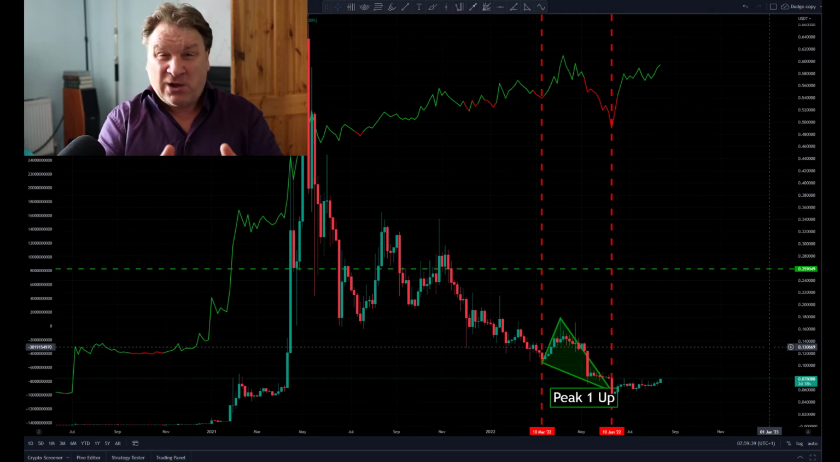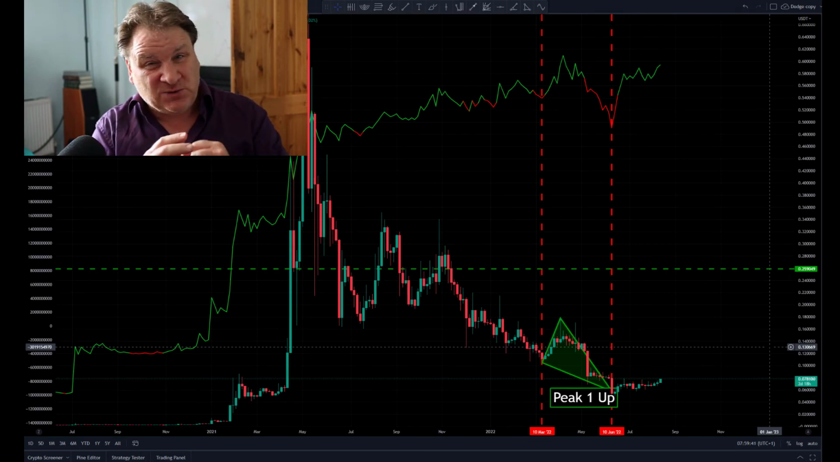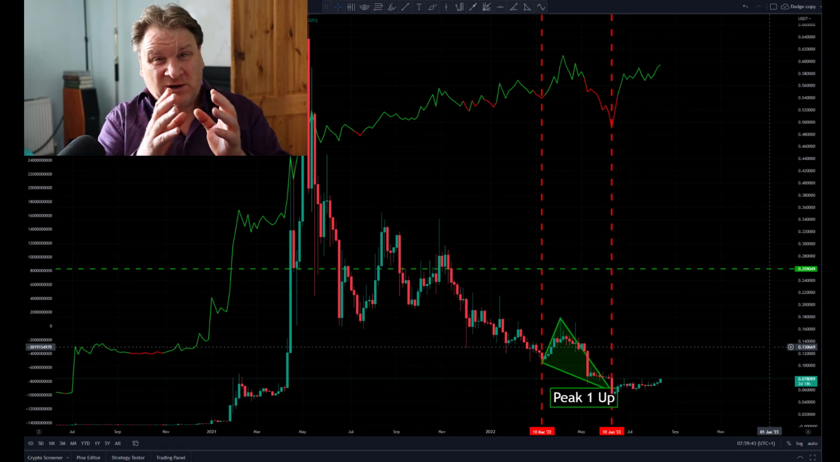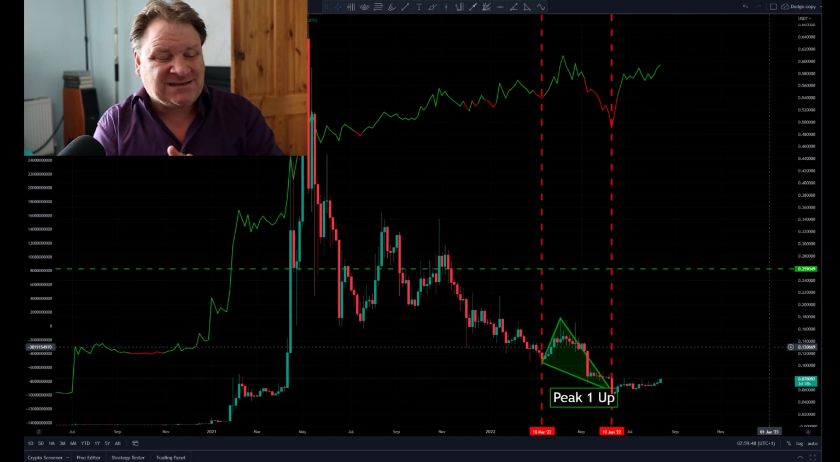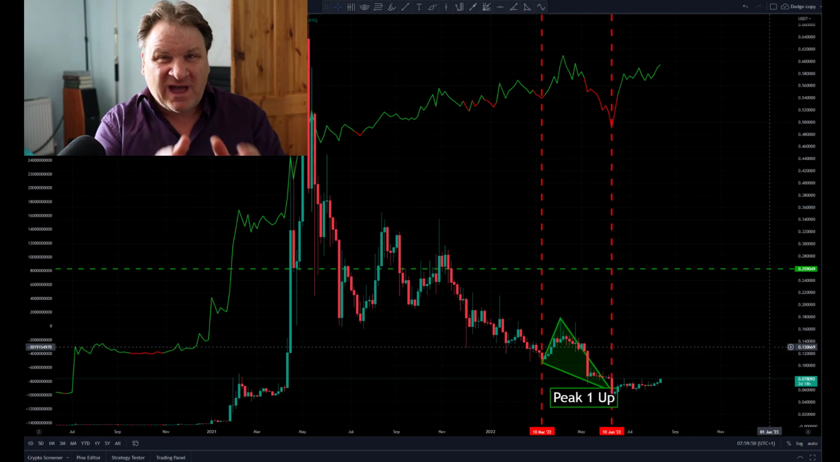So there you go. That's how to find your entry points on Doge or any other crypto using the TradingView indicator, Newton's wave, and that is how to make a killing.